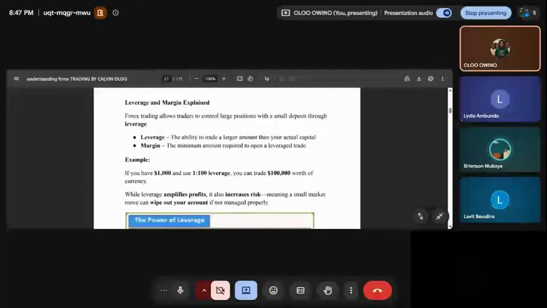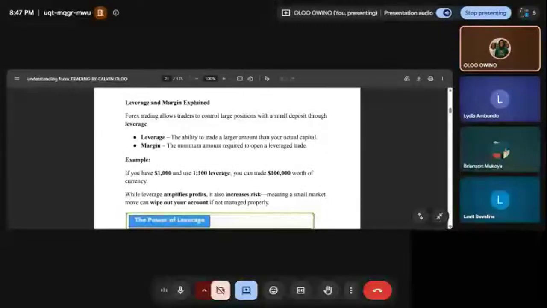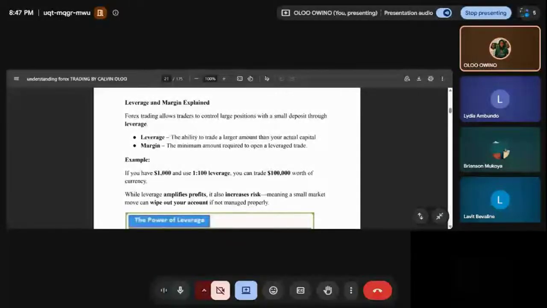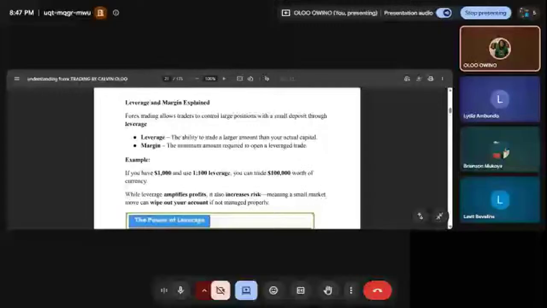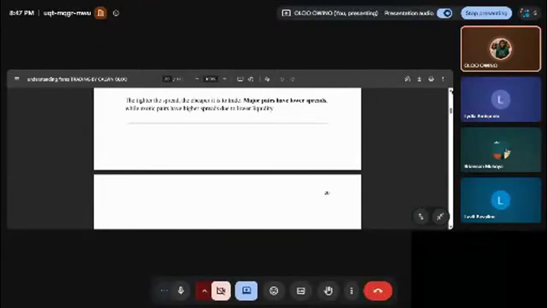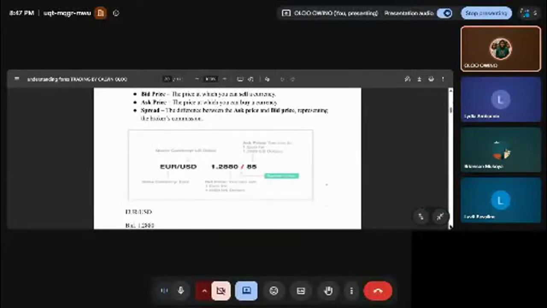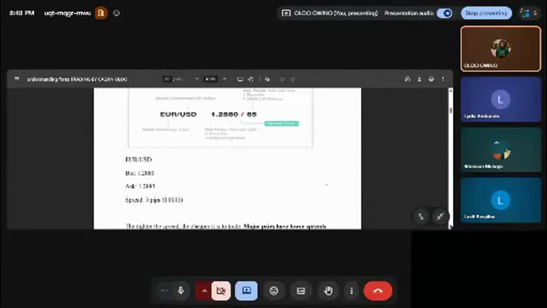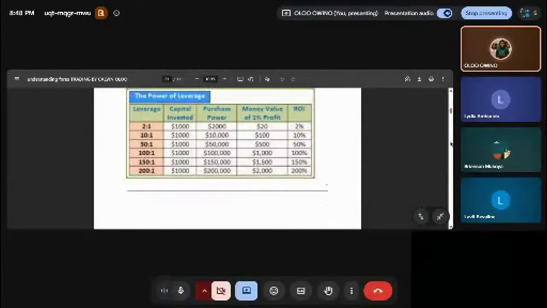We proceed. So I was talking, if you have 1,000, use a leverage of 1:100. You can trade 100,000 worth of currency. Now, thing to note is while leverage amplifies profit, it also increases risk, meaning a small market move can wipe out your account. And that's what we just explained right now with the account. Now, moving forward, let's talk about the power of leverage.